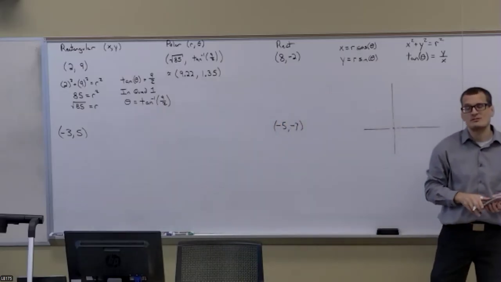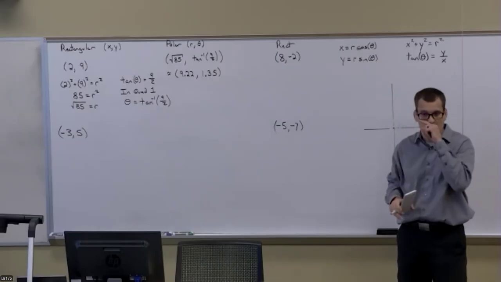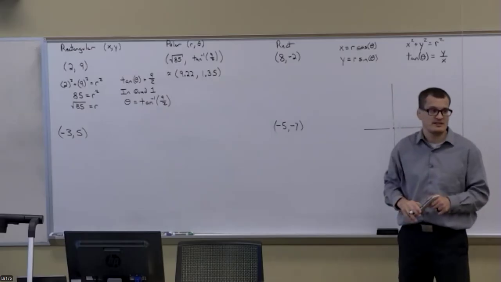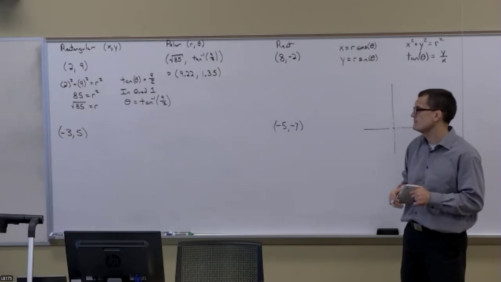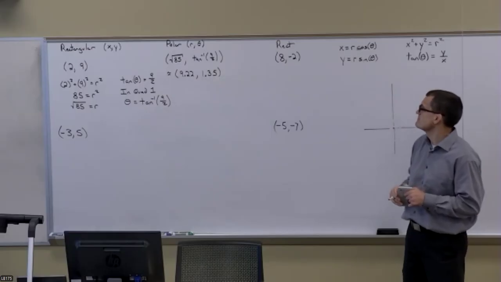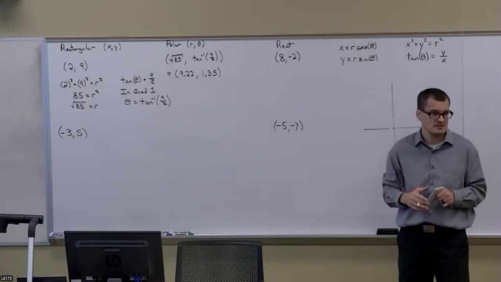So my point is about 9.22, 1.35. That would be the point in polar form. Is that right? Good.